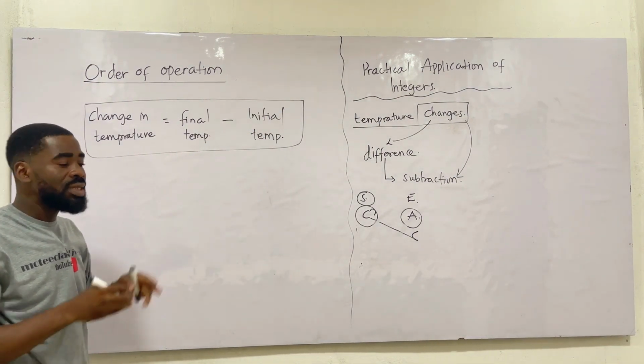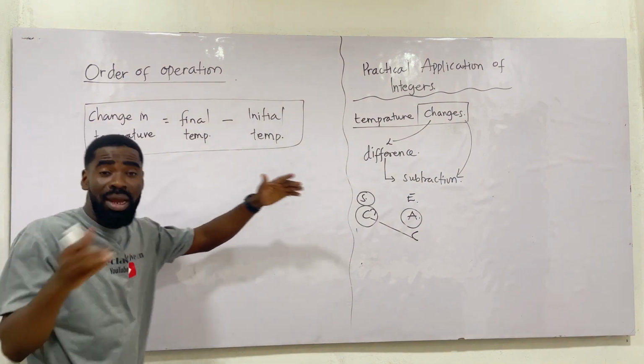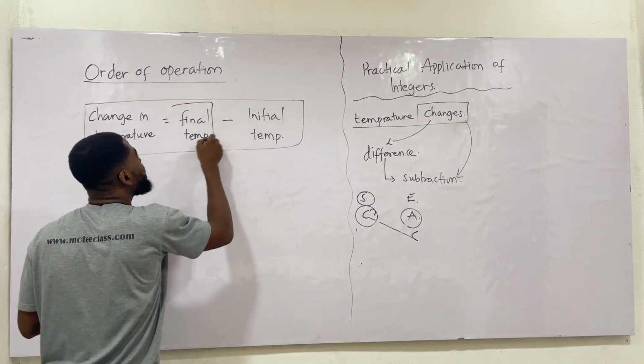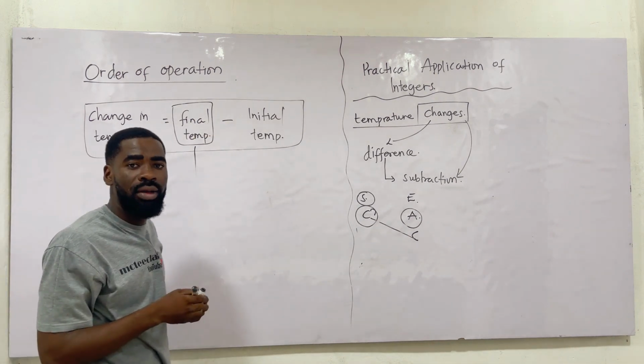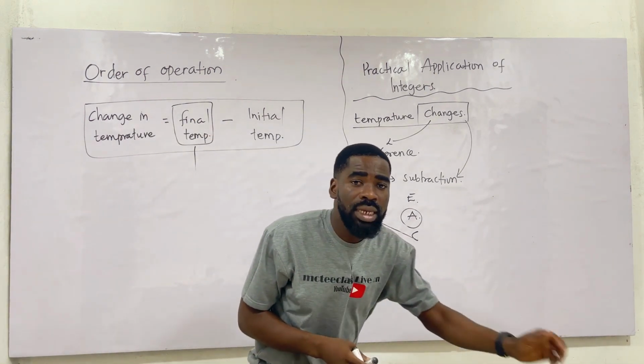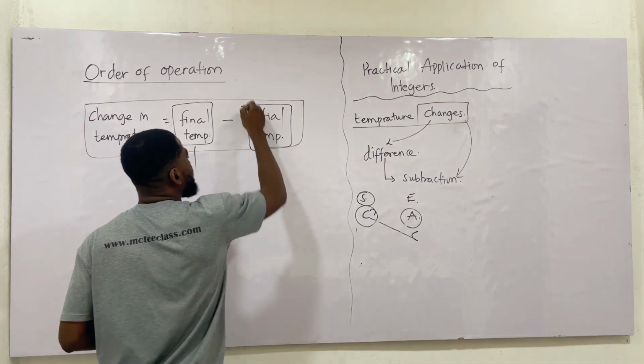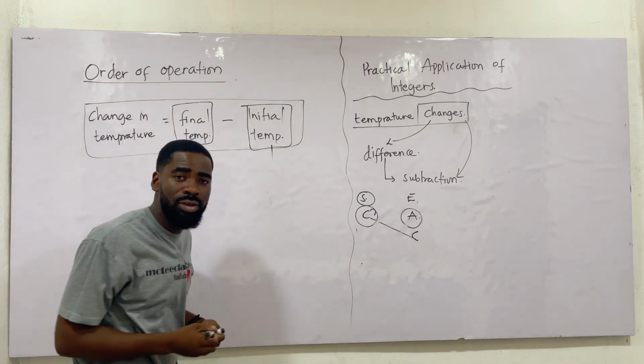But this is not all. This one has opened us to a new chapter. What's the new chapter here? The next question is, how do I know the final temperature when I read a question? How do I tell that this value in the question is my final temperature? And how do I know that this value in my question is my initial temperature? That's the next thing the student has to know.